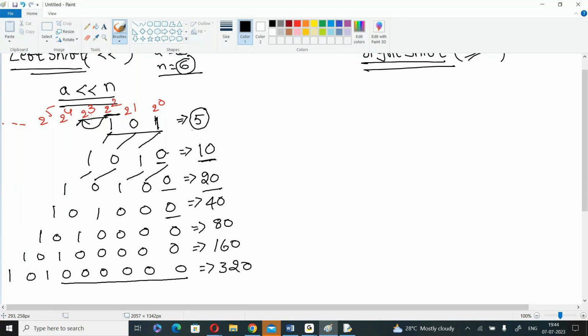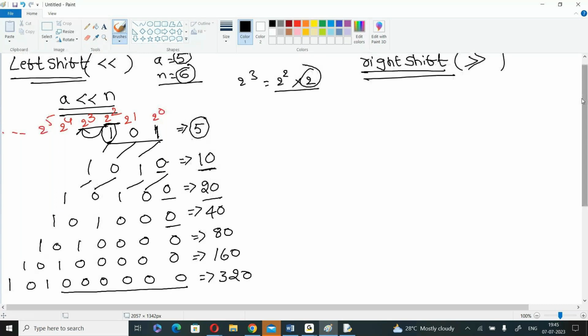2 cube is equal to 2 square into 2. That is, whatever the position of 2 square is multiplied by 2. That is the reason 5 into 2 is 10. In the next shift, 10 into 2 is 20, 20 into 2 is 40. For every left shift, the value becomes double. Remember the point. Now coming to the right shift operation.